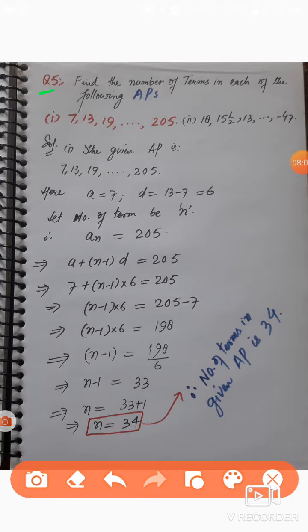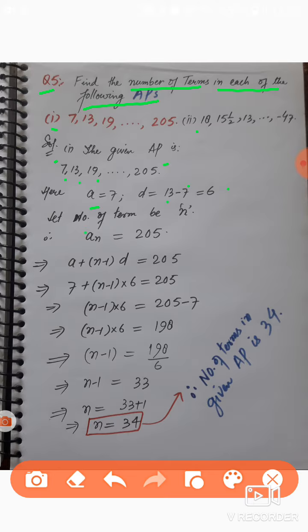Comes question number 5 of the exercise: find the number of terms in each of the following APs. We have two APs over here, the first and the second. In these APs we have to find the number of terms. In the first case the given AP is 7, 13, 19 and so on, and the last term is 205. Here the first term is 7 and the common difference is the second term minus the first term, that is 13 minus 7 equal to 6.